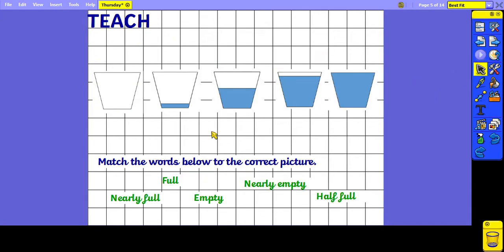So here we've got 5 different glasses with different amounts of water inside, and we're going to match the words below in the word bank to the correct picture. So starting here, we can see the glass has got absolutely no water in it whatsoever. So out of these words, nearly full, full, empty, nearly empty and half full, the word that matches that picture would be empty. It's got nothing in it. Okay, the next one, we can see it's not got much water in it at all. However, it's not completely empty because there's a bit in the bottom. So what we can say is this is nearly empty.